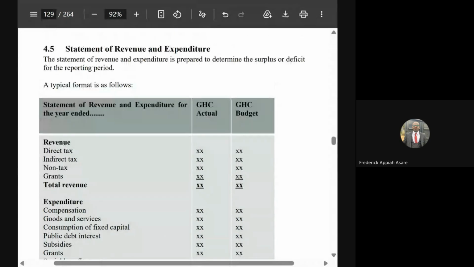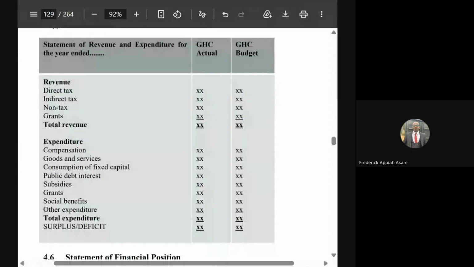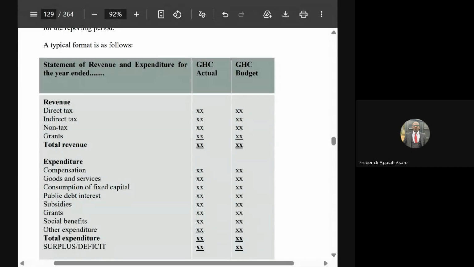Now let's look at the statement of revenue and expenditure. The statement of revenue and expenditure is prepared to determine surplus or deficit. So under the revenue, look at what we see. We have the direct tax, the indirect tax, the non-tax, and the grants. These are the only things that you see under the revenue.